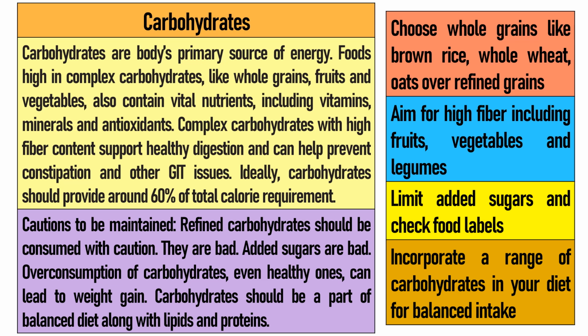Whole grains like brown rice, whole wheat, oats are preferable. One should aim for high fiber by including fruits, vegetables, and legumes in the diet. Added sugars should be limited and food labels need to be checked. A range of carbohydrates has to be incorporated in the diet for balanced intake.